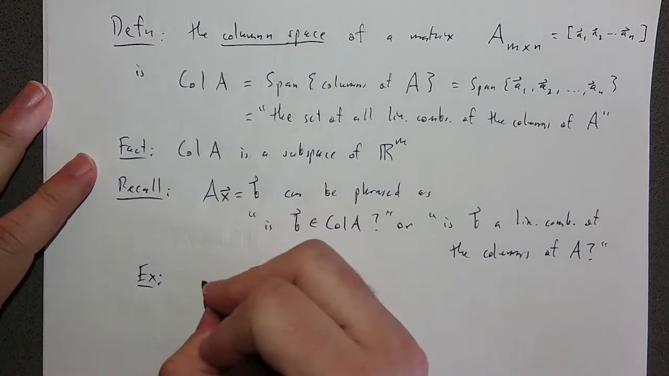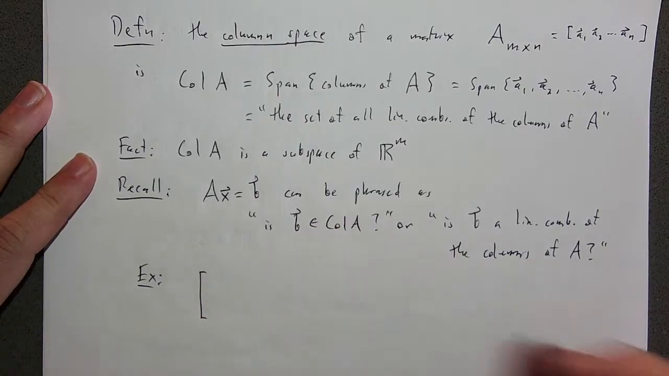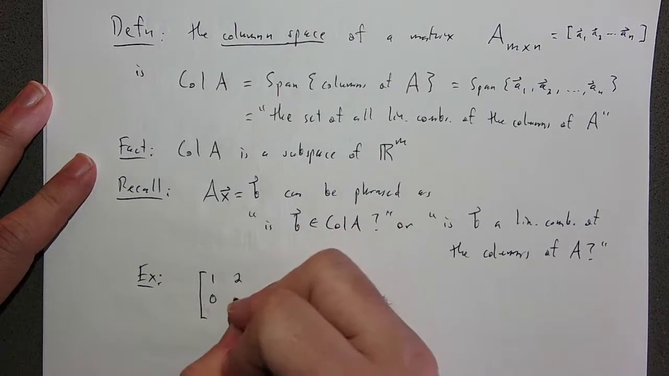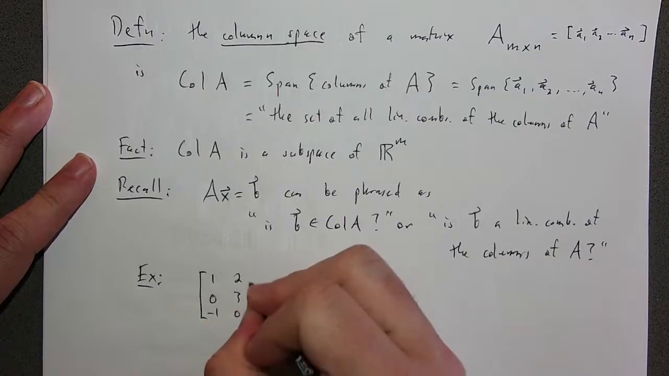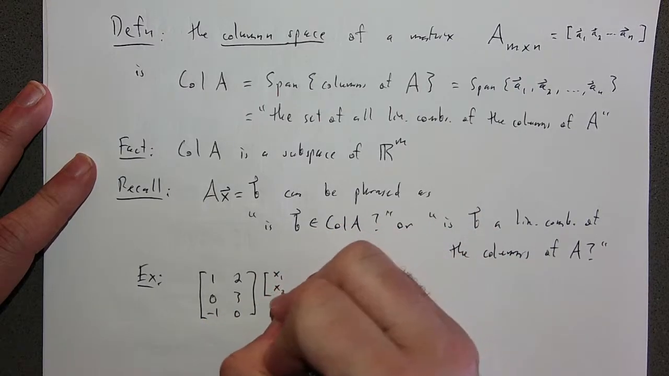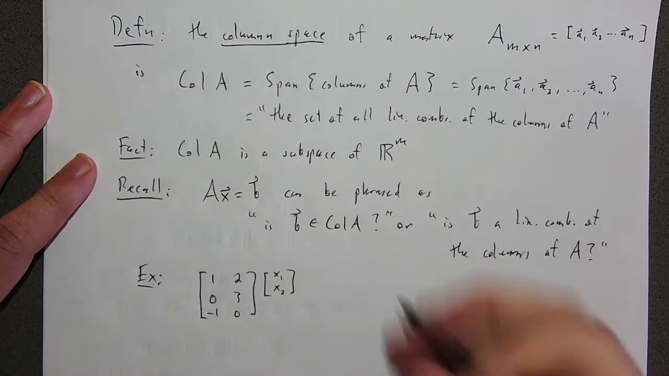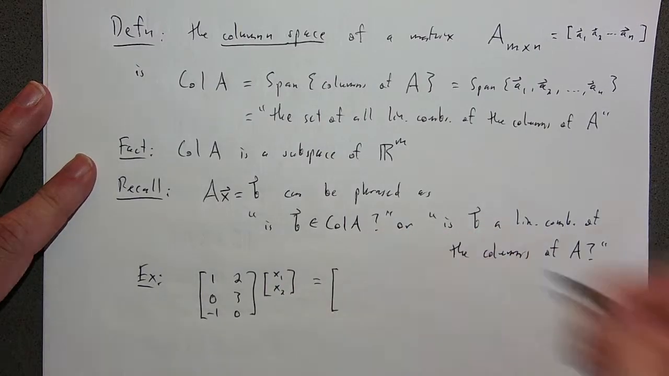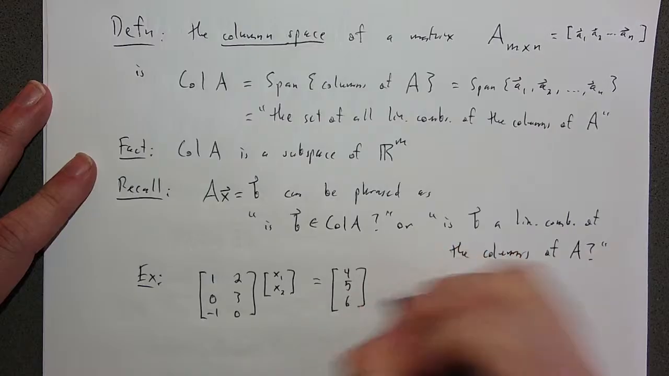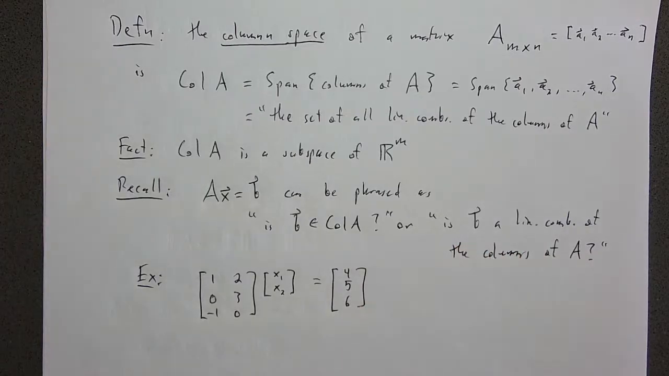say that we have the equation, I'm going to read row-wise, so 1, 2, 0, 3, minus 1, 0, times the vector x, which needs to be a vector with two components here, is equal to the vector b, which is 4, 5, 6. Solving this amounts to doing what?